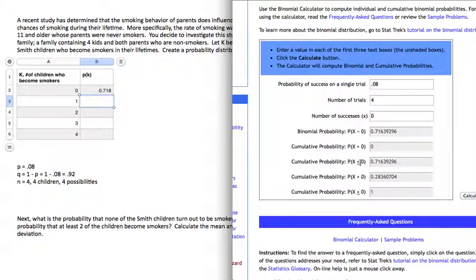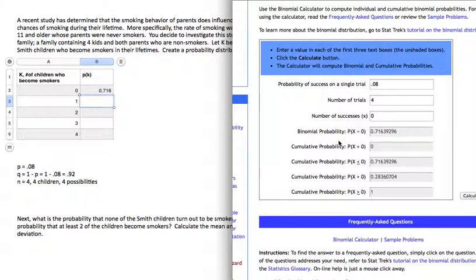This is less than or equal to. This is the probability that there are more than 0 children smoking. In other words, we would phrase this as at least 1. That's 0.28. And this is the cumulative probability 0 or more. And obviously that's going to be certain. Either 0 or more are going to become smokers.